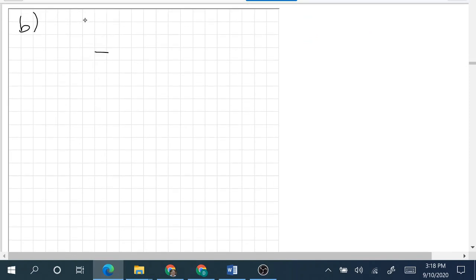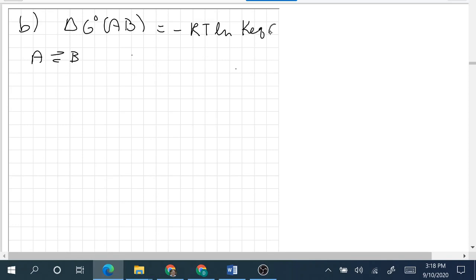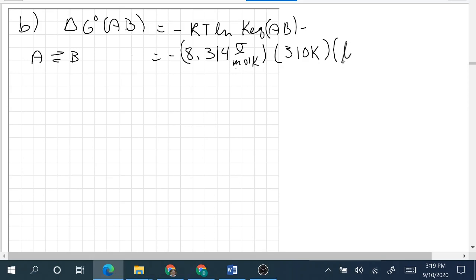Okay? So we want delta G naught for AB. That was our first reaction. Remember, that first reaction is A goes to B. So our delta G naught for AB is negative RT ln of KEQ AB, and we have that, and that's equal to, I'm going to write it down here so I don't run out of room, negative 8.314 joules per mole Kelvin times 310 Kelvin, which was 37 degrees C, right? Yeah, and then added that to 273 to get 310 Kelvin, and then ln of 0.02. Okay, that's our KEQ.